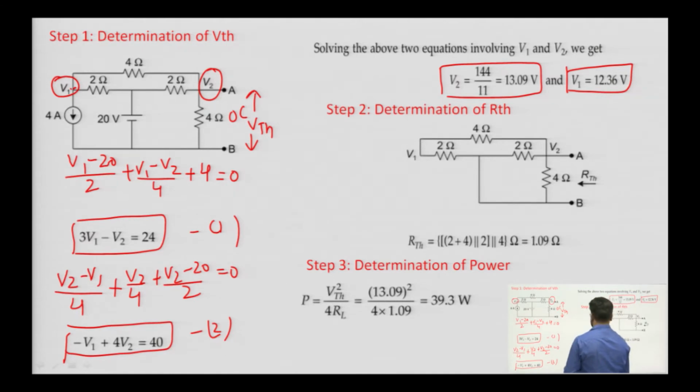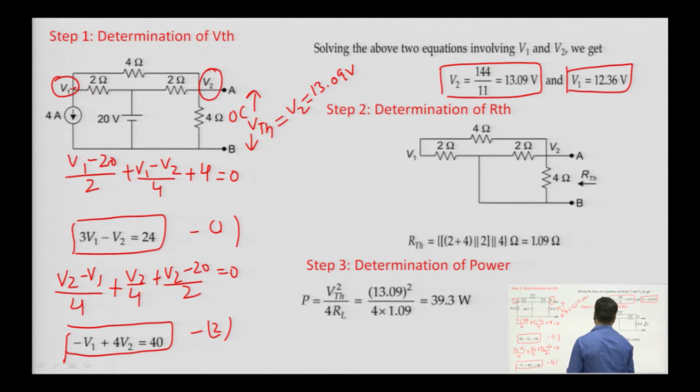So, the value of VTH will be equal to V2. So, VTH will be equal to 13.09 volt. So, this will be the value of VTH. Now, we have calculated the value of VTH. Now, we need to find out the value of RTH.